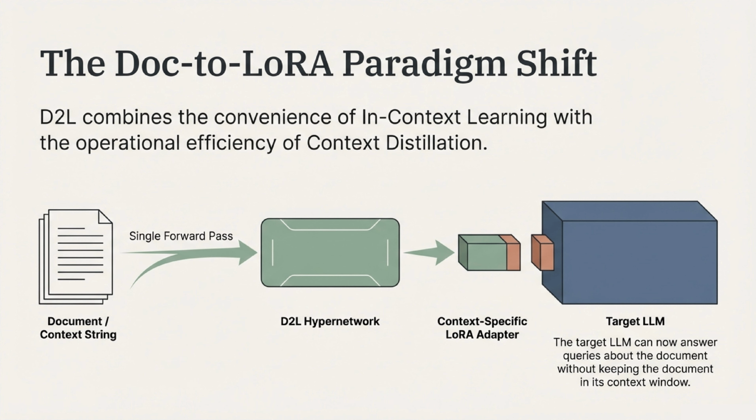This brings us to the Doc-to-LoRA paradigm shift. D2L combines the best of both worlds, the sheer convenience of prompting, with the operational efficiency of context distillation. How do we do it? We take a document and pass it through a lightweight D2L hypernetwork in a single forward pass. Instantly, this hypernetwork generates a context-specific LoRA adapter for your target LLM. Now, your target model can answer complex queries about that document perfectly, without keeping a single token of that document in its context window.